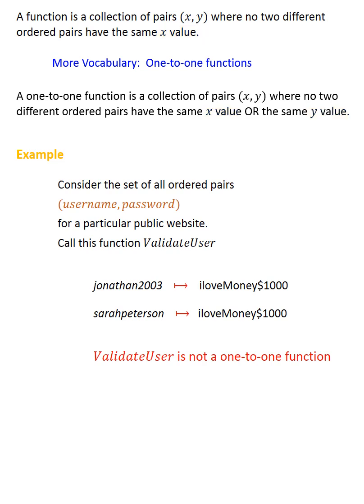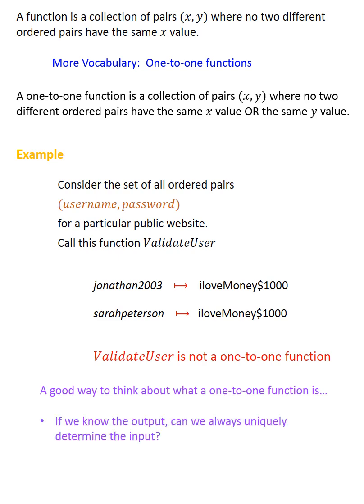Here's another way to think about one-to-one functions. A good way to think about it is this. A function is one-to-one if the following is true. For any given output, we can uniquely determine the input from which it came. Or stated another way, can we work backwards from output to input? So if I said to you, there's a username password combination that has a password of ILoveMoney1000, which username did it come from? Because there are at least two people who have that password, we wouldn't be able to uniquely determine the input or work backwards from a given output. And that is what makes the validateUser function not a one-to-one function.